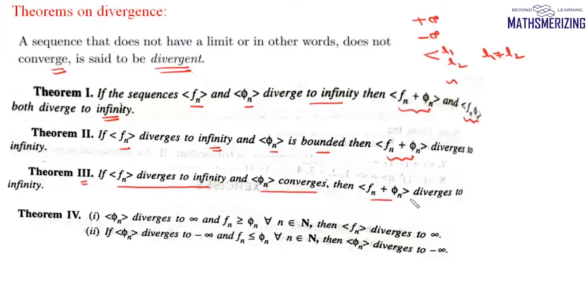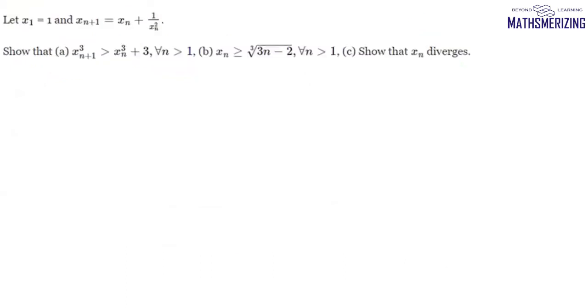And the fourth theorem is if we have two sequences fn and phi n such that fn is greater than or equal to phi n and phi n diverges to infinity, then this sequence fn also diverges to infinity. And in the same way, if fn is less than phi n and if phi n diverges to minus infinity, then fn also diverges to minus infinity. Let us take up an example.